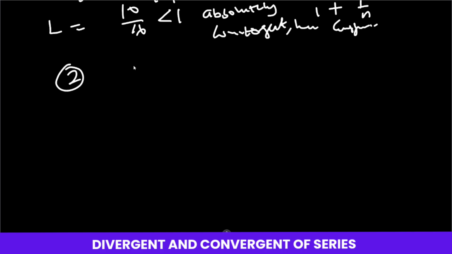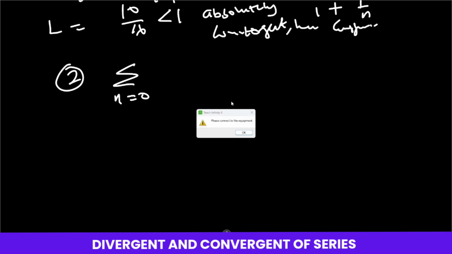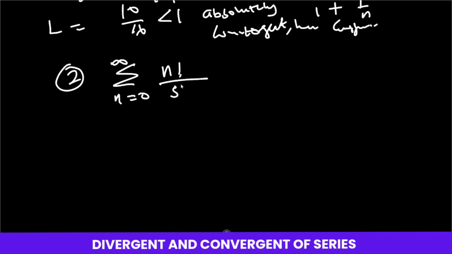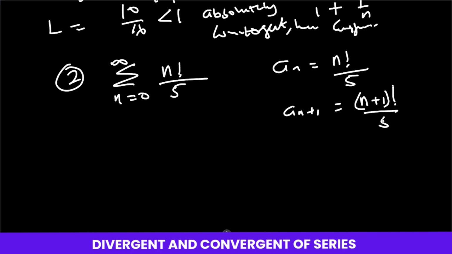So let's say we have the summation of n equals 0 to infinity of n factorial over 5. This is what we have. Now let me give you a clue: anytime you see factorial, look at the ratio test. It's very, very important. Now this is a_n, so we have a_n equal to n factorial over 5. If you are looking for a_(n+1), wherever you see n, you put in n plus 1, so it is (n plus 1) factorial divided by 5.